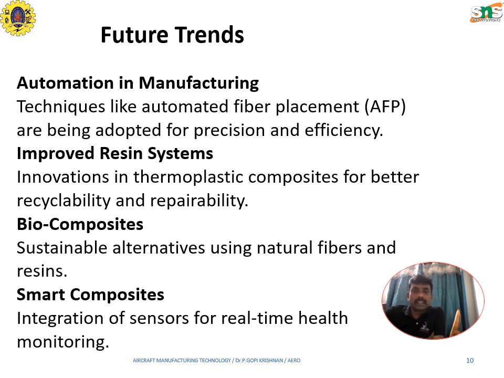The future trends in aircraft applications: we have to go for automation in the manufacturing of the components. And especially if you are going for the polymer matrix composite, you have to go for an improved resin system, in which we need thermoplastic composites for better recyclability and repairability. The buzzword nowadays is bio, that is, biocomposite is another classification which can give sustainable alternatives. That is, we can use natural fibers as the reinforcement and natural resins as the matrix material.